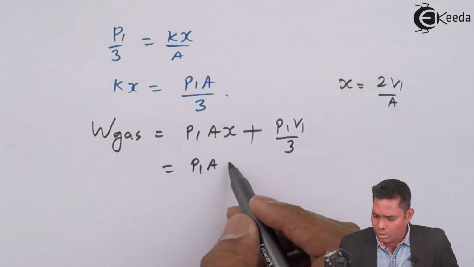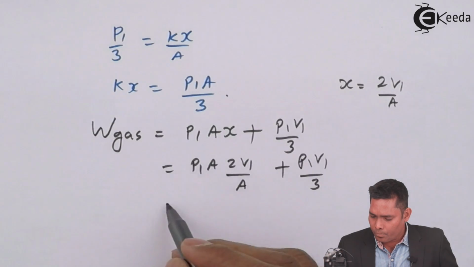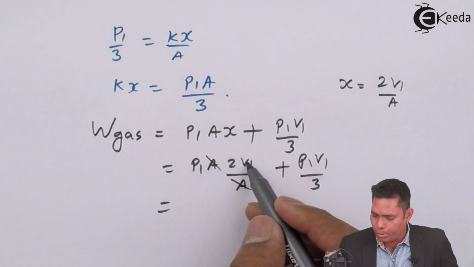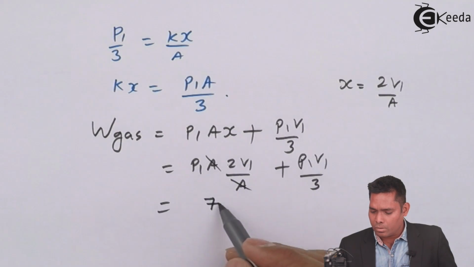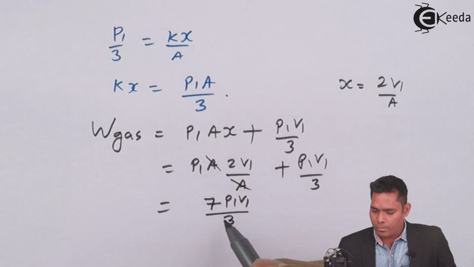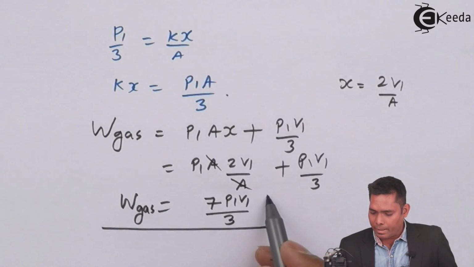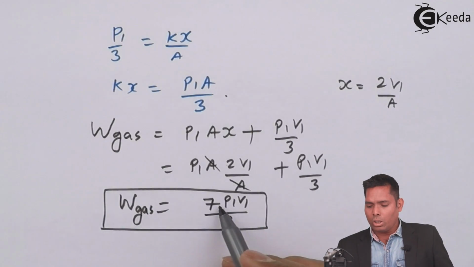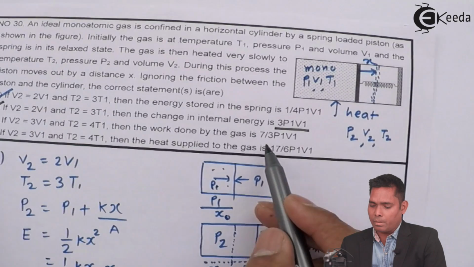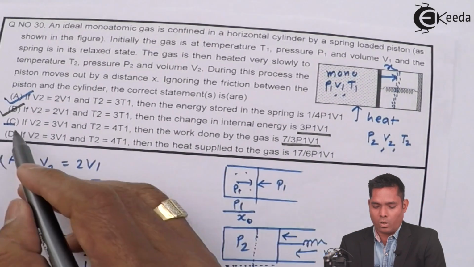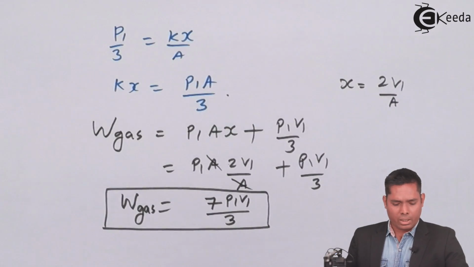So this is P1a times 2V1 by a plus P1 V1 by 3. This a will cancel, 2 P1 V1. These 3 twos are 6, 6 plus 1 is 7. So 7 P1 V1 by 3. So work done by gas I'm getting as 7 by 3 P1 V1. This is also correct. So these 3 options are correct.